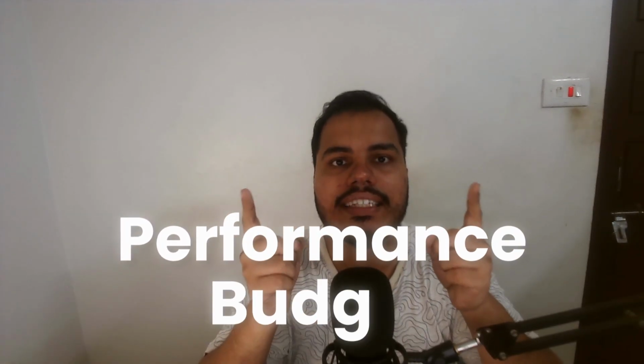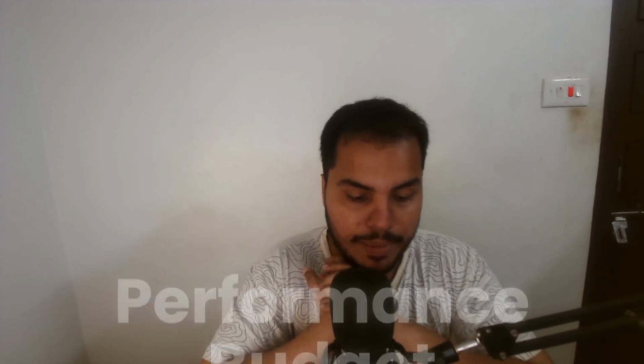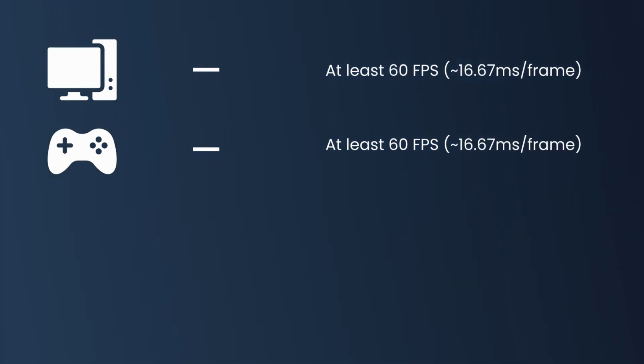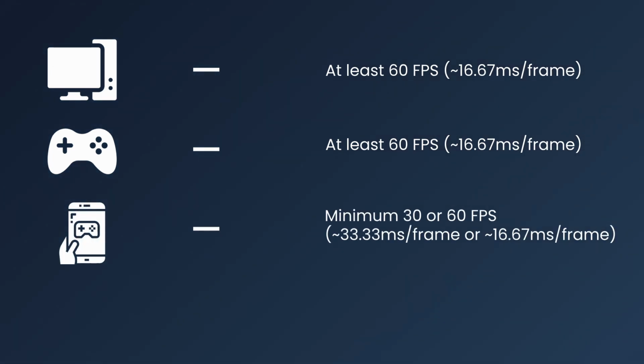Alright, so how do you actually keep your game running smoothly? You start by setting a performance budget. Every platform has a frame target. For PC and consoles, I recommend 60 FPS. For 60 FPS, it is going to be 16.67 milliseconds per frame. For mobile games, I recommend 30 or 60 FPS.